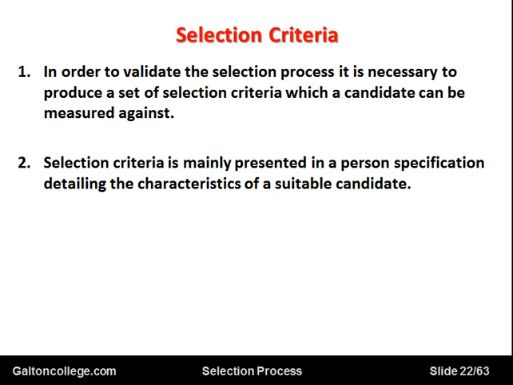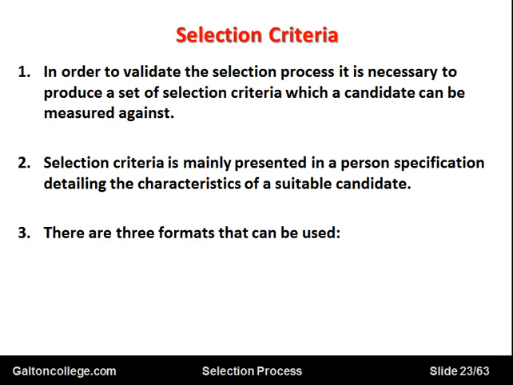The selection criteria is mainly presented in a person specification, detailing the characteristics of a suitable candidate. As far as possible, if the selection criteria can be made public, it can be sent to the applicants to ask them to self-select: do they want to be a part of this process? Do they meet the following requirements, the essential requirements and then the desirable requirements? If they're on the shortlist, they will have met the essentials, but let them see the full set of criteria.